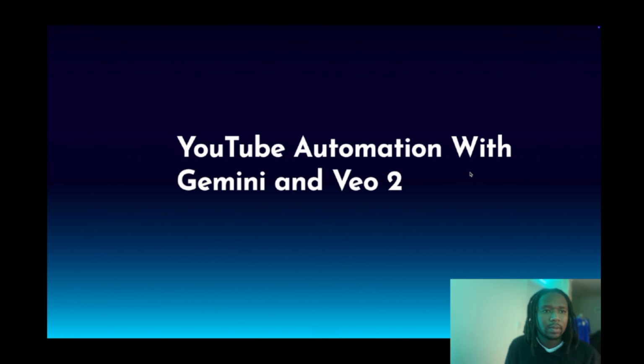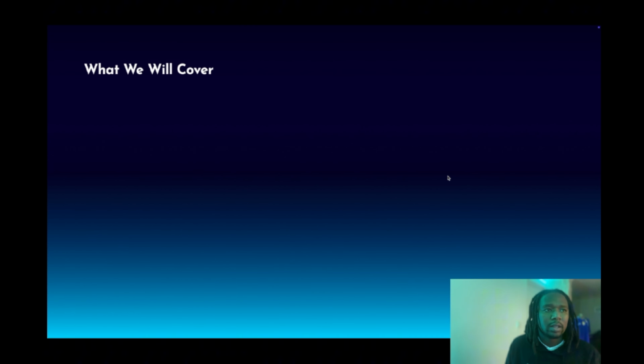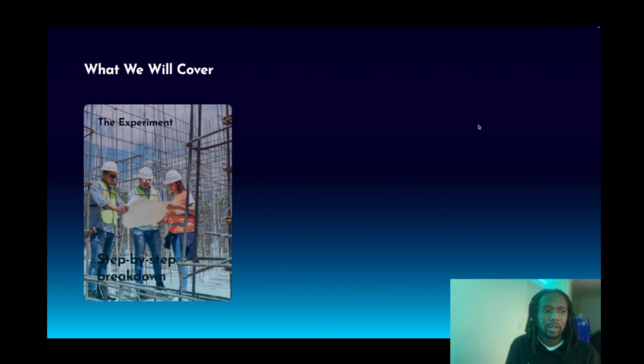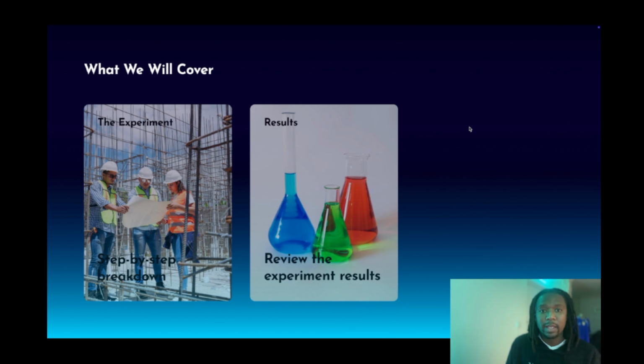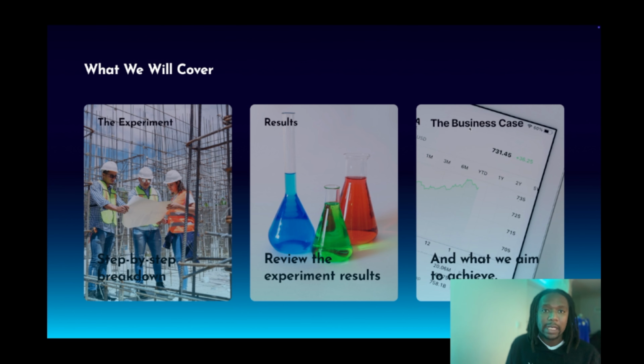Cool. So essentially, let's go over what we're going to cover in this little talk of ours. First, we're going to break down step by step the experiment I conducted. Secondly, we're going to analyze the results and have a general discussion about what the results actually look like. And then we're going to try to validate the business case, or actually see if there's a business case for using Gemini and VO2 to potentially do some YouTube automation.